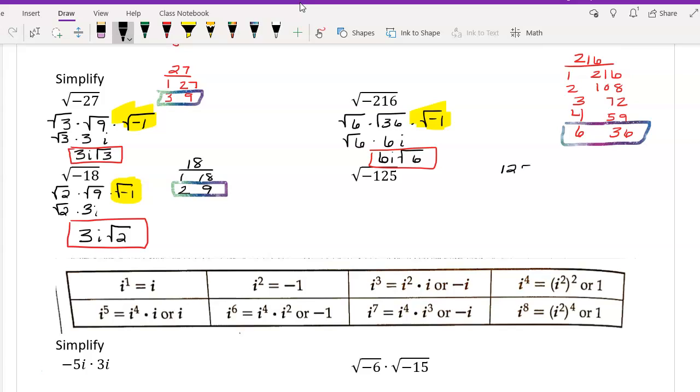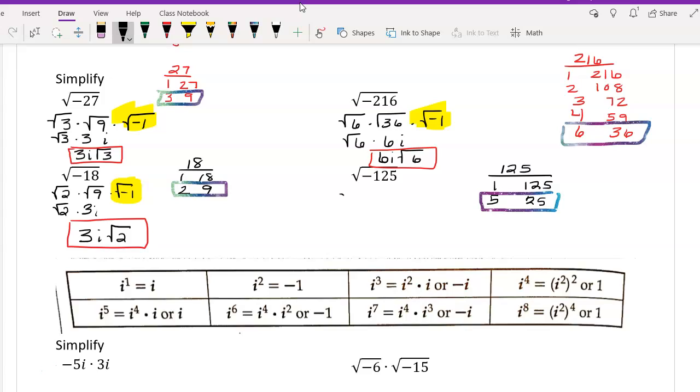Negative 125. Let's find our factors. 1 and 125. 2 does not go into 125. 3 does not go into 125. 4 does not go into 125, but 5 does. 5 goes into 125 25 times. That means I have 5 quarters for $1.25. So we now know that 25 is a perfect square. That's one of the ones you guys always remember for some reason.